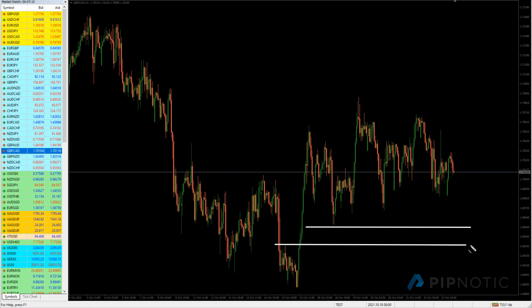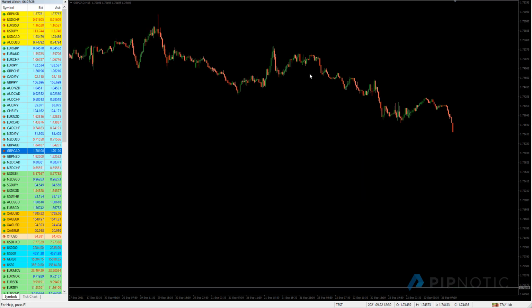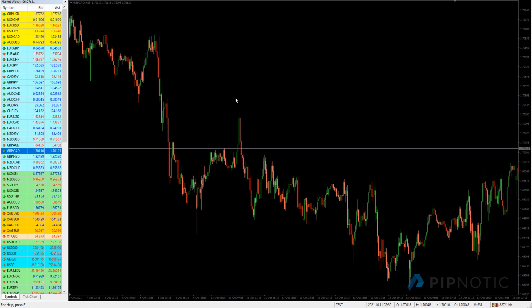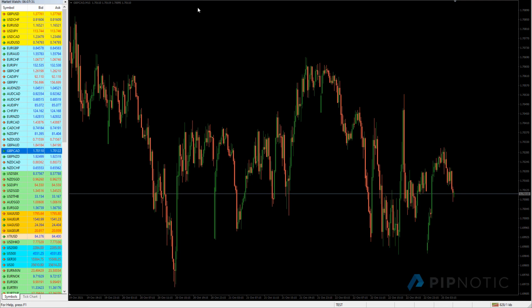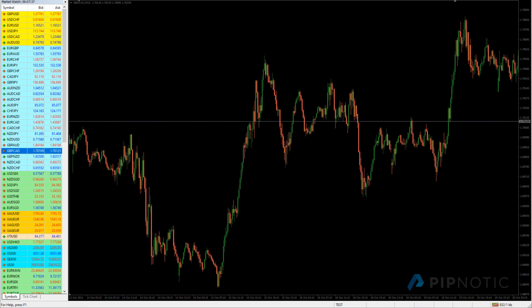We have some resistance here. There should be a price sensitive area. But if we go to a smaller time frame, maybe we can find something a little bit clearer that we would like to participate in. Yes, we found it right here.